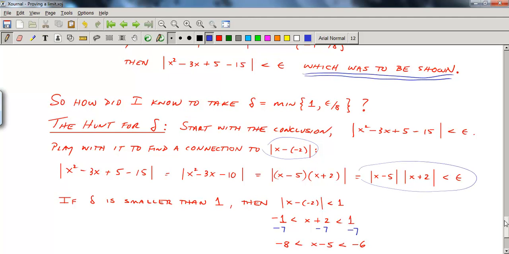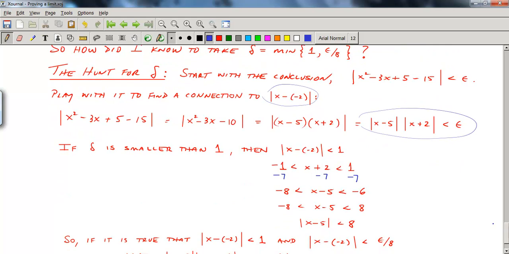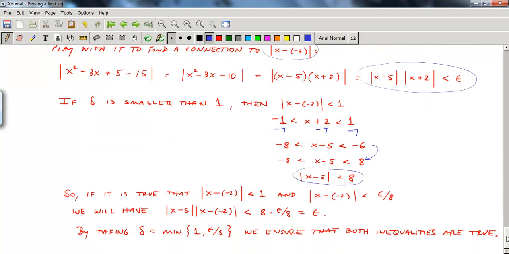And then I make this strange leap, but I say, you know, if delta were smaller than 1, then the statement, the absolute value of x minus negative 2 would be less than 1, would be true if delta were smaller than 1. Rewriting that as an inequality, subtracting 7 from all members gives me an inequality on x minus 5. Making that inequality weaker by replacing the upper bound with a higher number gives me a symmetric inequality that I can write as an absolute value. And you can see where this is going. I hope it may take some reflection, but in time you'll see.